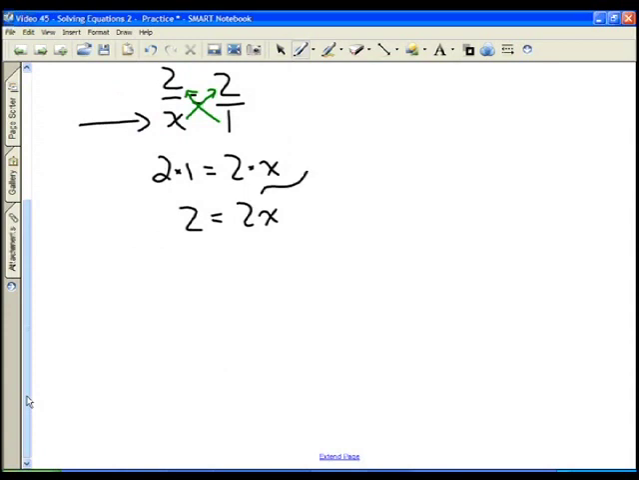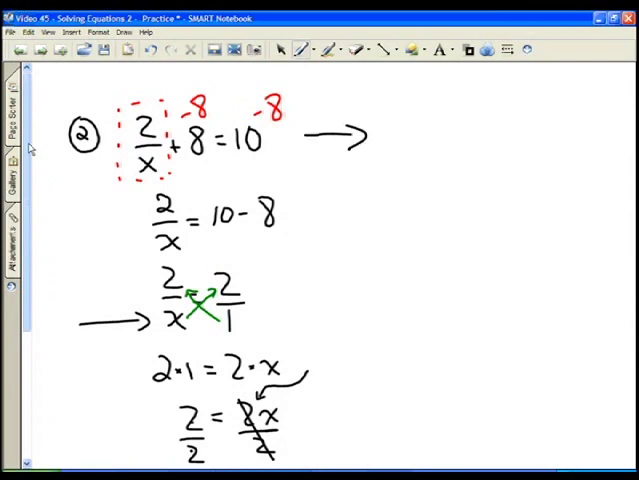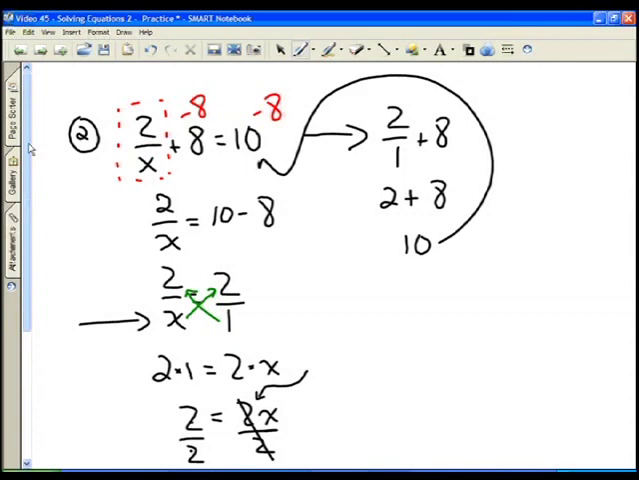And now 2 times 1 is 2, and 2 times x is 2x. And now remember, we always do the opposite operation, and to get rid of the 2, to get the x by itself, we're going to have to divide both sides of the equation by 2. Those 2's cancel. 2 divided by 2 is 1, and we have x on the right. And indeed, when you plug this in, 2 over 1 plus 8 is 2 plus 8, which is equal to 10, and that does equal the original right-hand side of this equation.